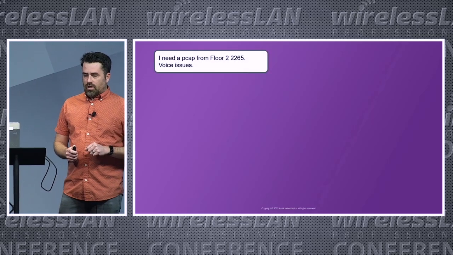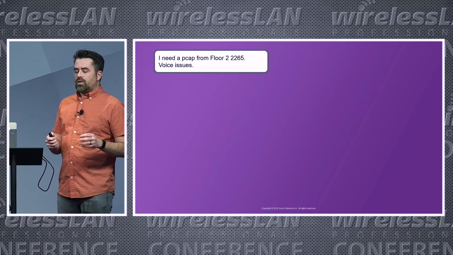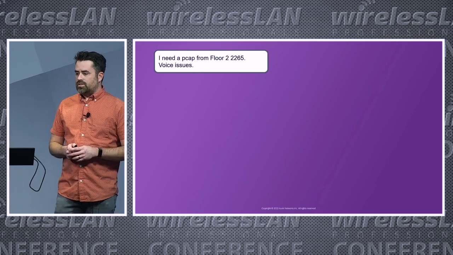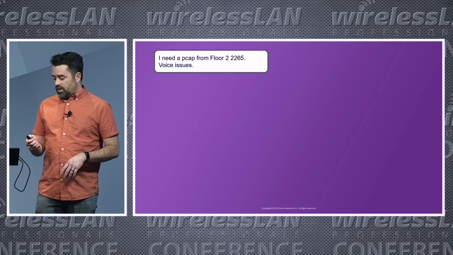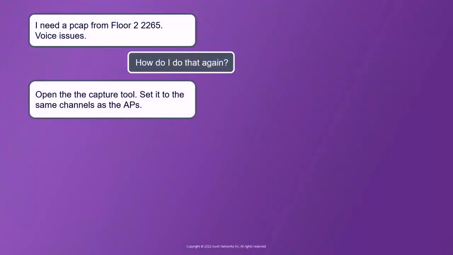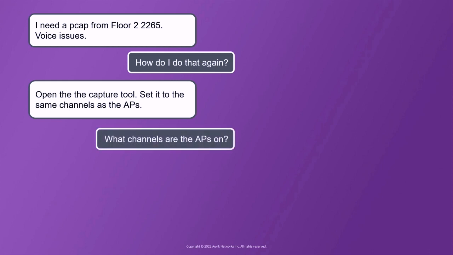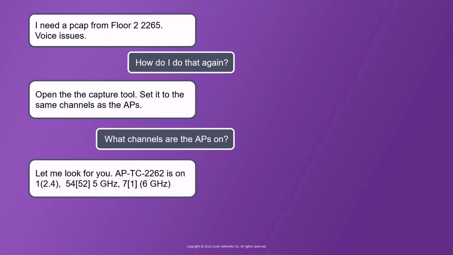All of us have been in this position where you send someone a message and say, I need a PCAP from floor 2, room 2265, voice issue. And you know what the response is going to be? How do I do that again? All right, open the capture tool, set it to the same channels as the APs. What channel are the APs on? Okay, let me look for you. AP TC2262 is on channel 1 in the 2.4 gigahertz, channel 54, primary channel 52 of the 5 gigahertz, channel 7, primary channel 1 of the 6 gigahertz.